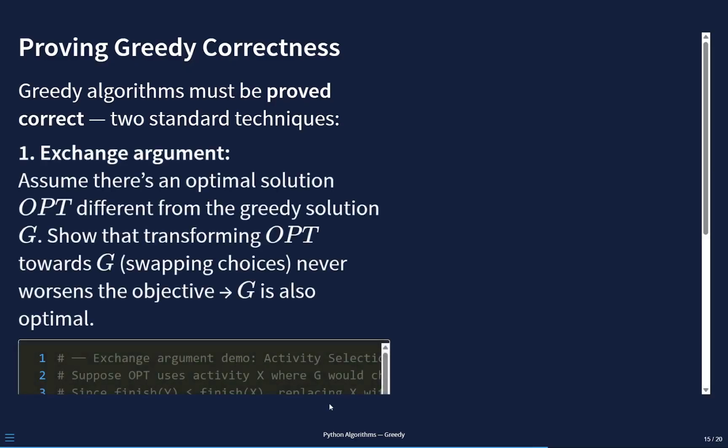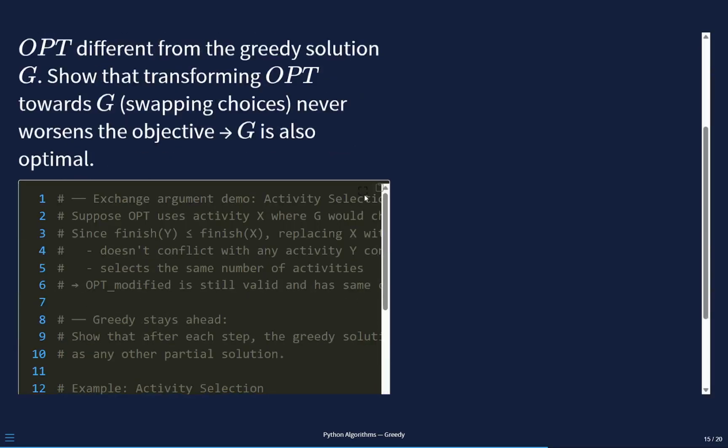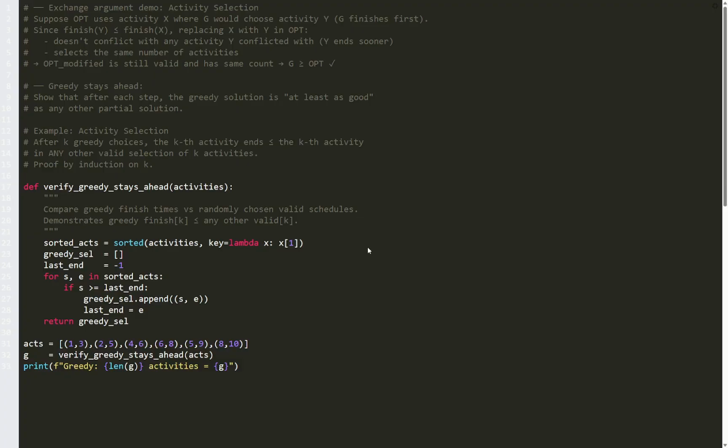Click the exchange argument. Assume for contradiction that there exists an optimal solution OPT that differs from the greedy solution G at some step K. Show that you can transform OPT at step K to look more like G, swapping the optimal choice for the greedy choice, without worsening the objective function. If you can always make this swap, the greedy solution is at least as good as any optimal solution.